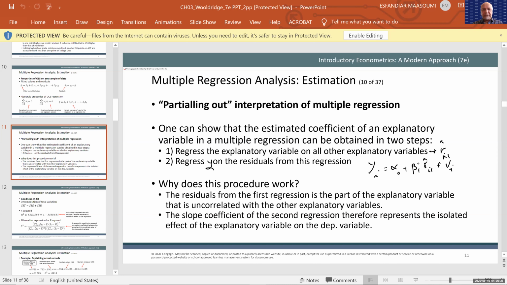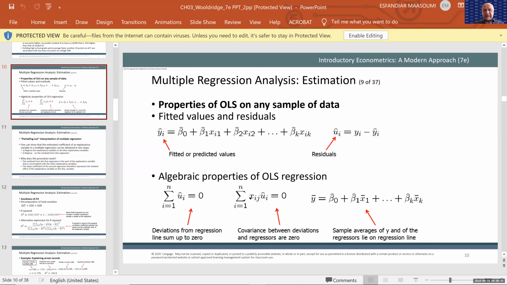Interpretively, I can prove this algebraically: the residual of a regression like R1 is uncorrelated with all the regressors in it, all the other regressors. Remember, this is for any regression. If I run a regression, the residuals of that regression and its explanatory variables are uncorrelated.